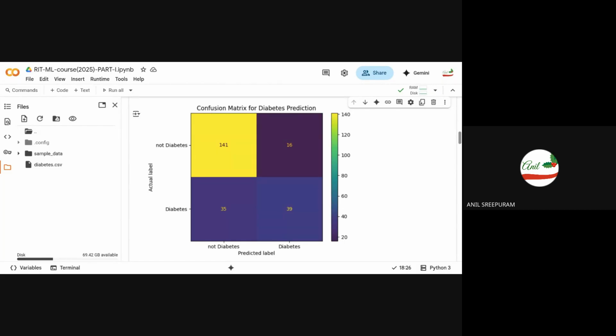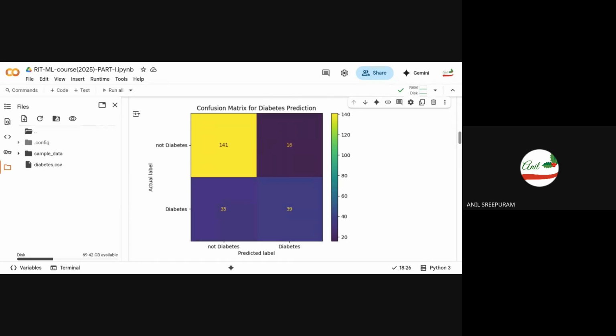And this 141 corresponds to the indices. You can take these labels, non-diabetic and diabetic, as the indices, and see what the vertical index is. It corresponds to the actual label, and the horizontal corresponds to the predicted label. Look at the first top row, left column. Non-diabetic is the row index and non-diabetic is the column index.